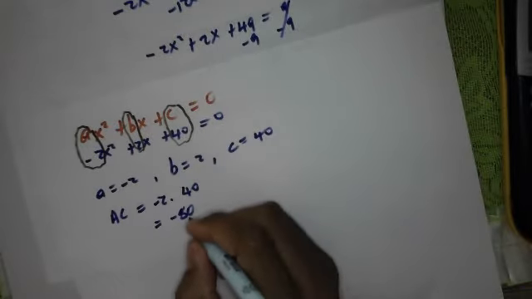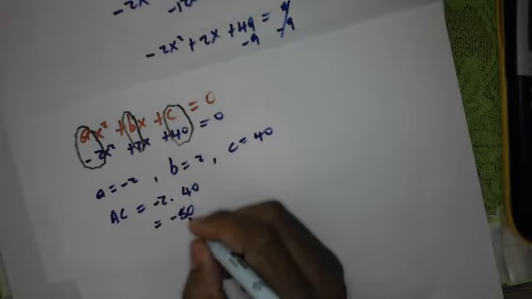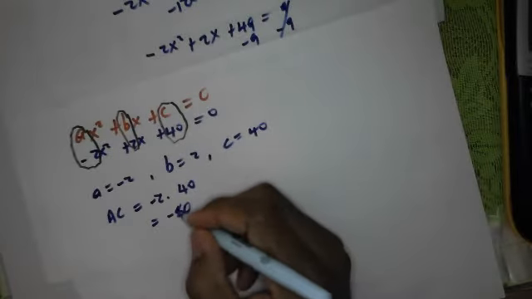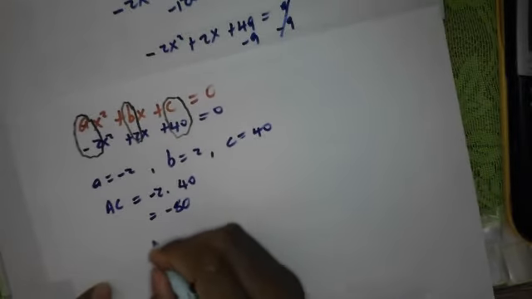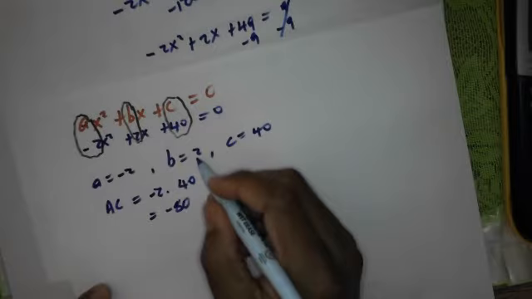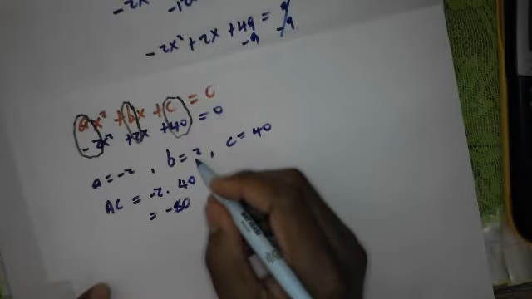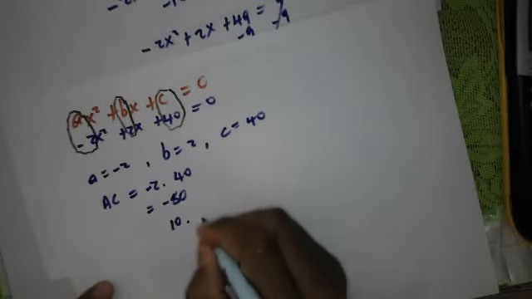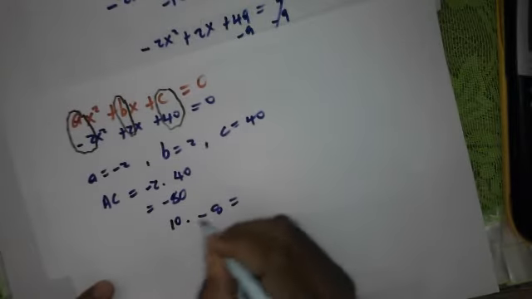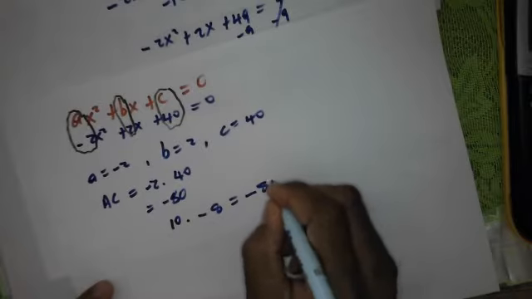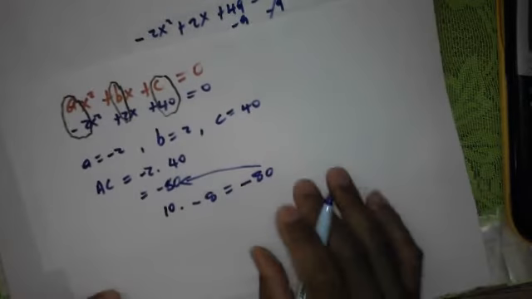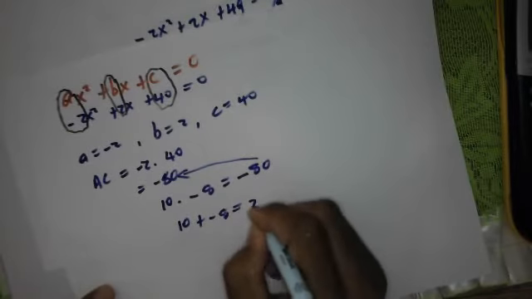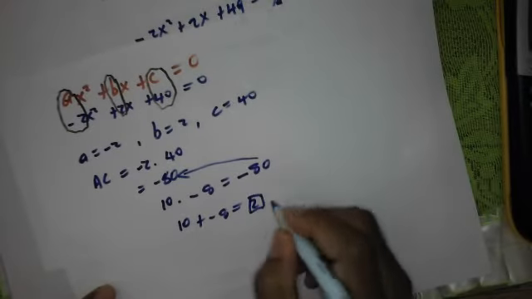So one factor is going to be negative, one is going to be positive, because only negative times positive gives you a negative. Okay, and because my b value here is positive, it means that my larger factor must be positive. So I can use 10 times negative 8. 10 times negative 8 will still give me negative 80, which is this. But if I add them, 10 plus negative 8, that will give me 2. And this 2 is this part.